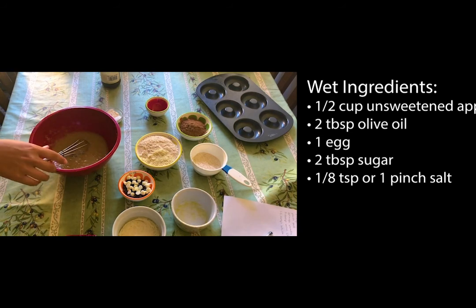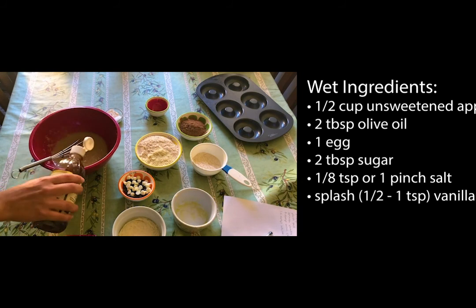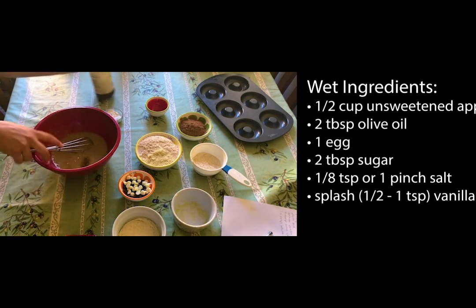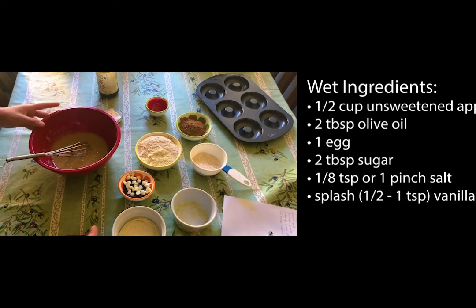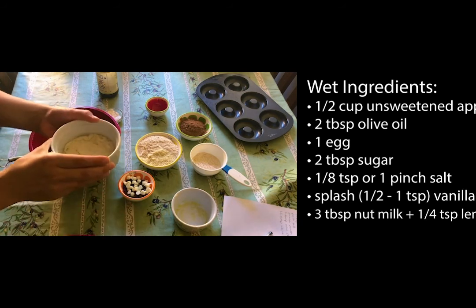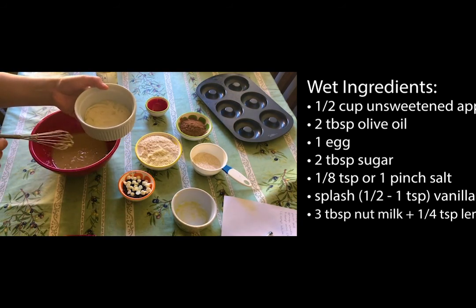To this, I'm going to add my pure vanilla extract. I'm just going to eyeball this, do a splash. And the last ingredient I'm going to add is my almond buttermilk. As you can see, it has curdled a bit. That is what we want.